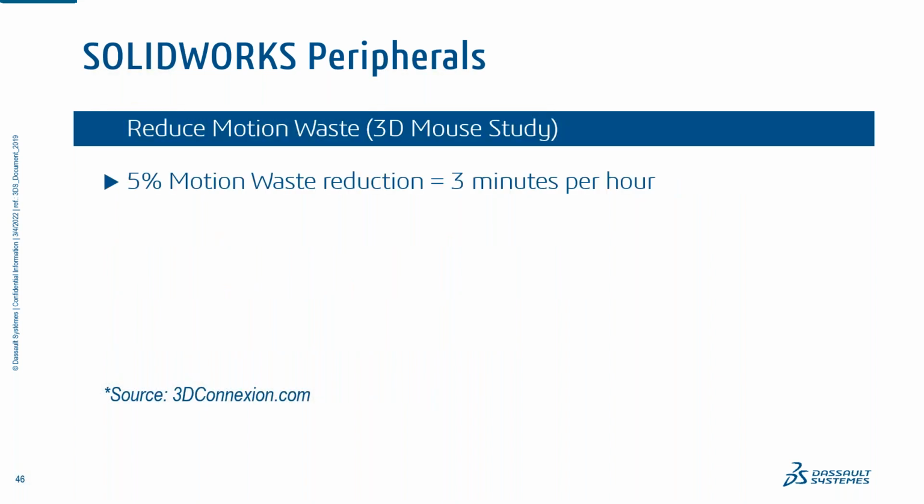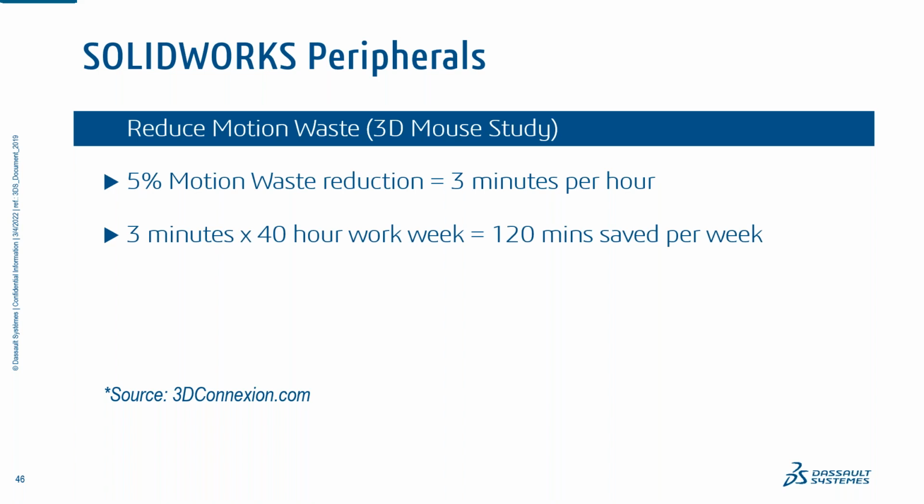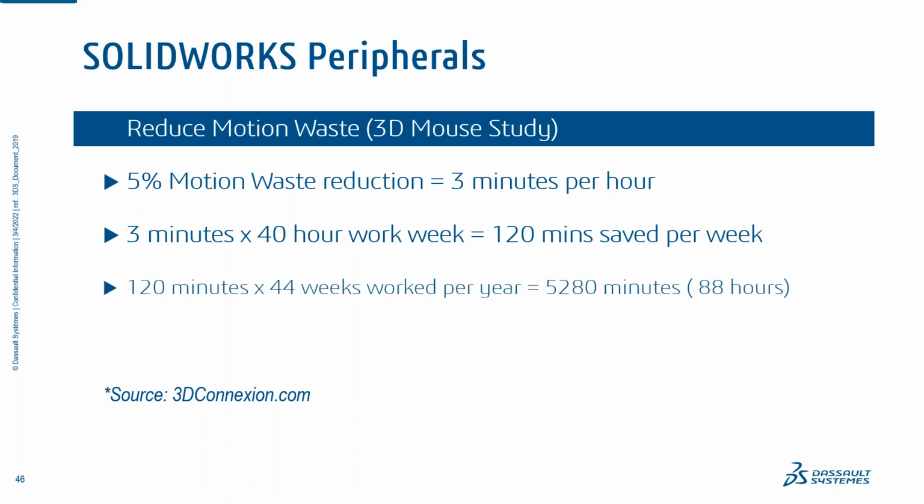So, a 3D mouse study just on time. This was done by 3D Connection, so just a caveat there. So 5% for a day. That is 3 minutes per hour times a 40-hour work week. That is 2 hours saved a week. And if you times that by 44 working weeks a year on average, that is 88 hours of saved time just with a 5% motion waste reduction inside of the software.